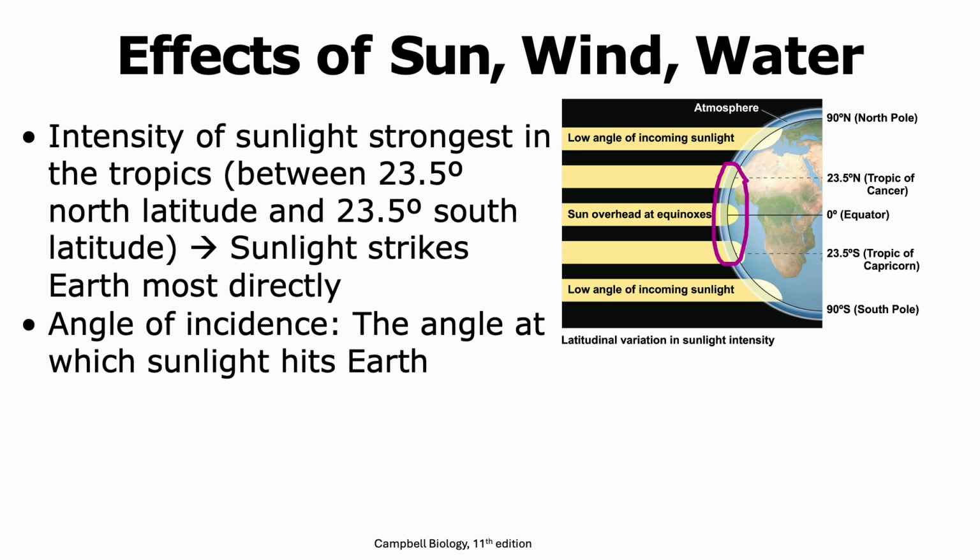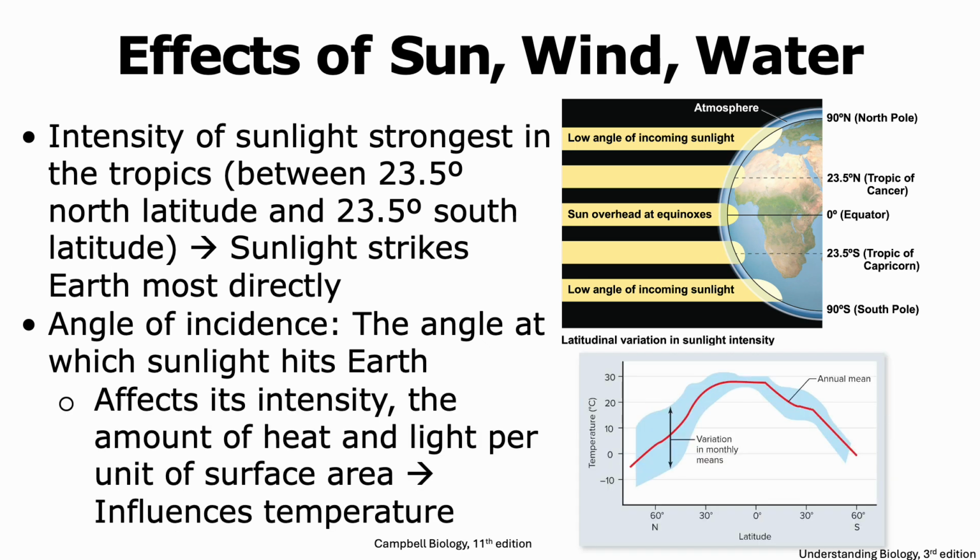The angle of incidence of the light can also influence the temperature of a region. The angle of incidence is the angle at which sunlight hits the Earth, and it can affect the intensity of sunlight as well as the amount of heat and light per unit surface area. This is why there are higher temperatures in the tropics, and when we move away from the tropics, the temperature starts falling down.